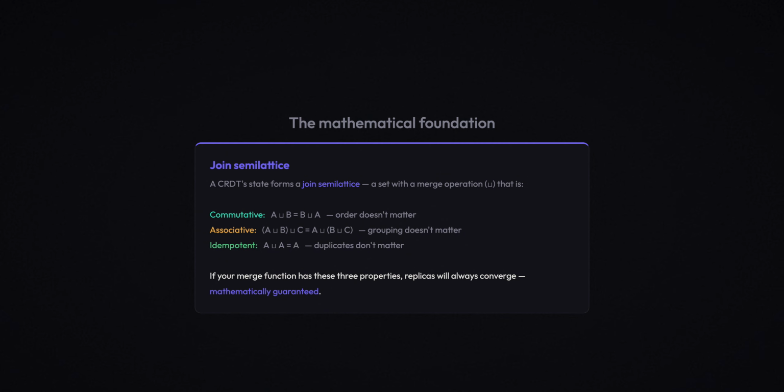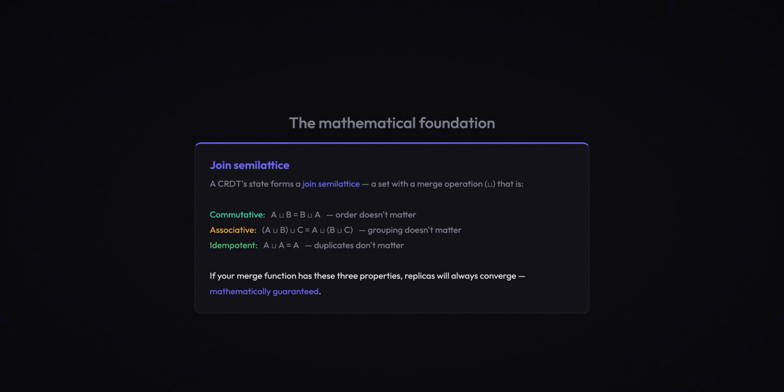Commutative: the order of merging doesn't matter. A merge B equals B merge A. Associative: the grouping doesn't matter. A merge B merge C gives the same result no matter how you group it. Idempotent: merging the same state twice doesn't change anything. A merge A equals A. If your merge function has these three properties, replicas will always converge to the same state regardless of the order or number of times they synchronize.